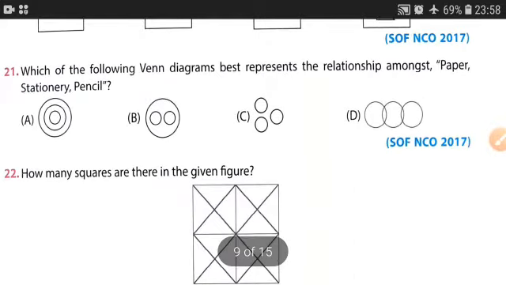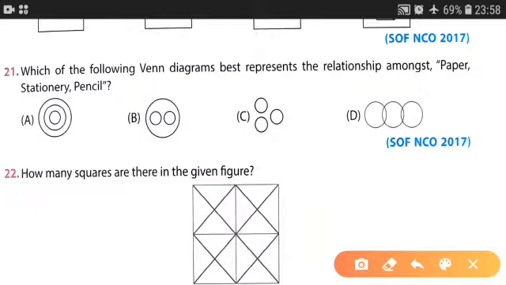Okay, now moving further. Question number 21. Now this is a kind of Venn diagram question. Which of the following Venn diagrams best represents the relationship amongst paper, stationery and pencil? So first of all we have to learn what Venn diagrams are and why we use them. Venn diagrams are used for describing the relationship between two or three objects.